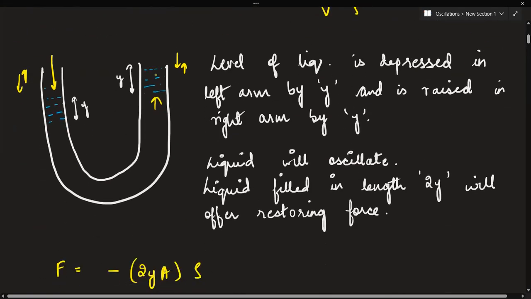Now see, if the liquid is depressed on this side by y, then by y only it will rise up on the other side. So the level of liquid is depressed in the left arm by y, and it is raised by y in the other, and the liquid will oscillate. So total extra length becomes what? y from this side as well as y from this side. So is it y, or will it be 2y?